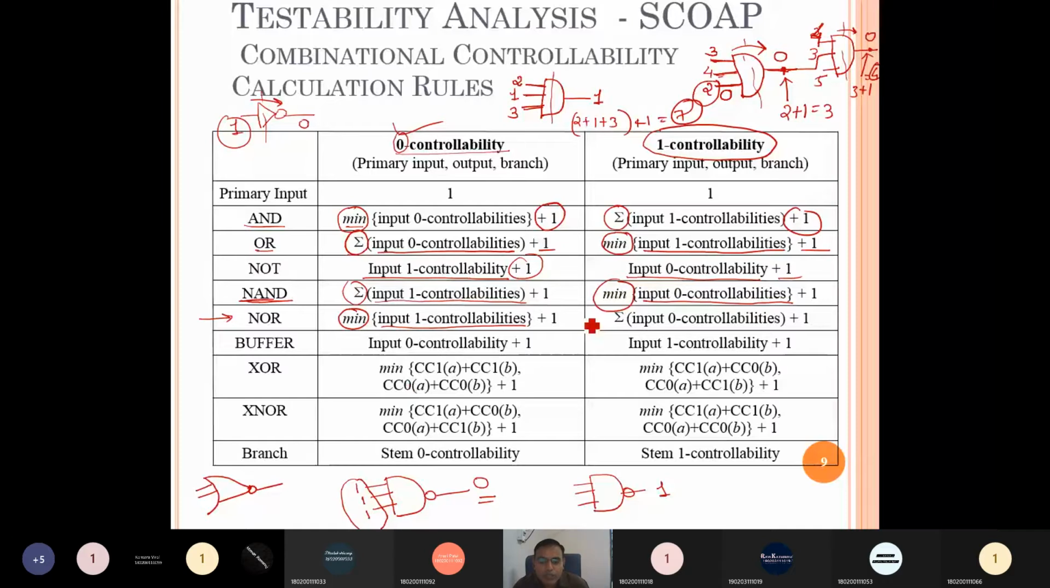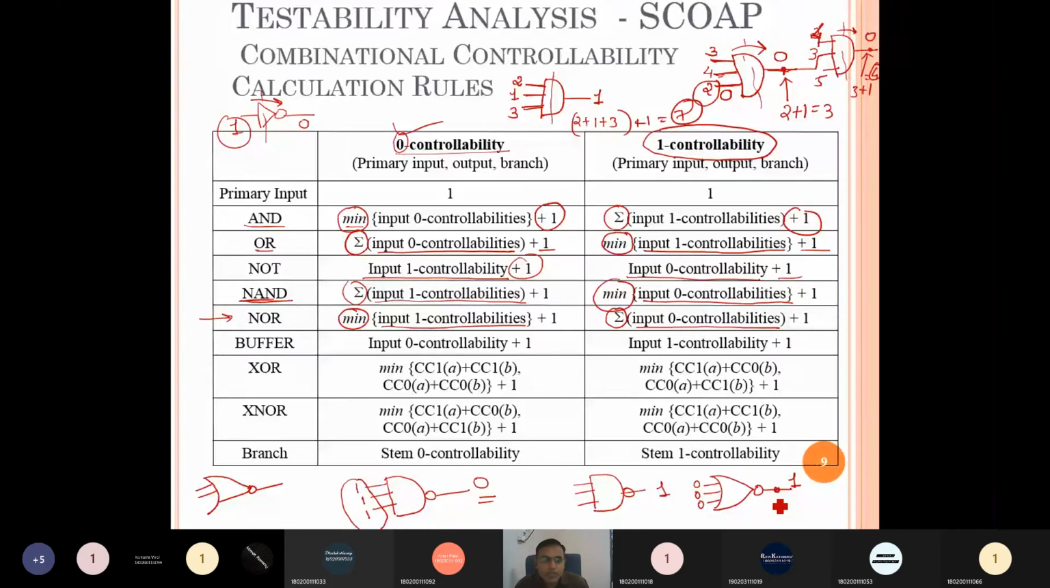Now, when will we get the output of the NOR gate as 1? When all the inputs are 0, then we get the output of the NOR gate equal to 1, right? It is a must that all inputs are 0, so it is a summation. So the summation of the input 0 controllabilities of all the inputs plus 1 is the 1 controllability of the output of the NOR gate, right?